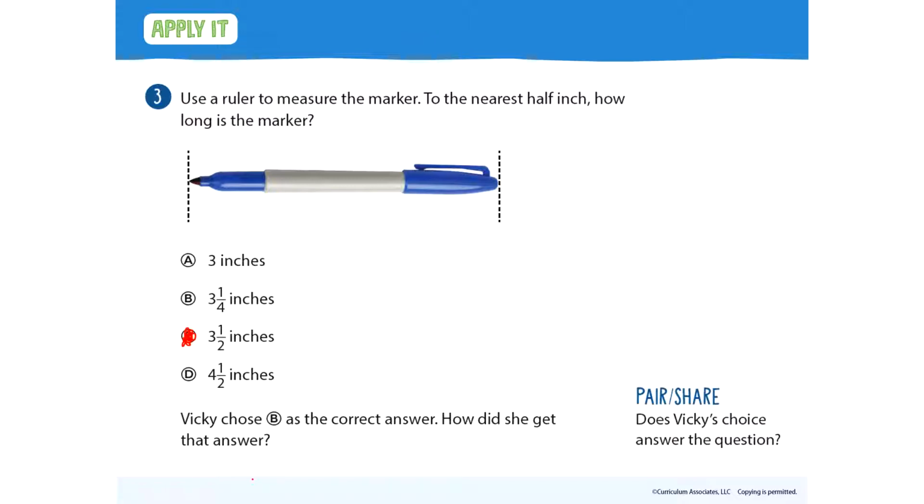It says that Vicky chose B as the correct answer. How did she get that answer? I'm going to guess that she didn't line up her ruler quite right. And they want it to the nearest ½ inch, not the nearest quarter inch. So you want to make sure that you're paying attention to that. That was a tricky one.